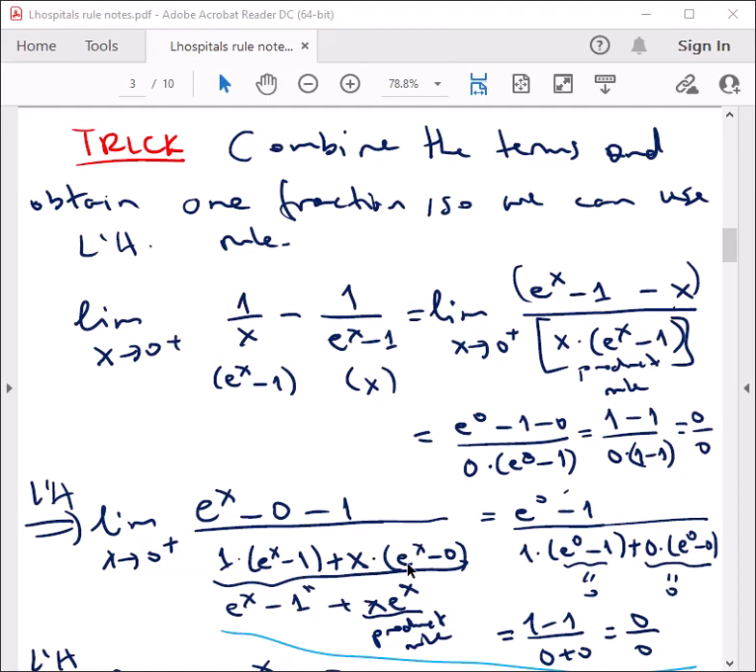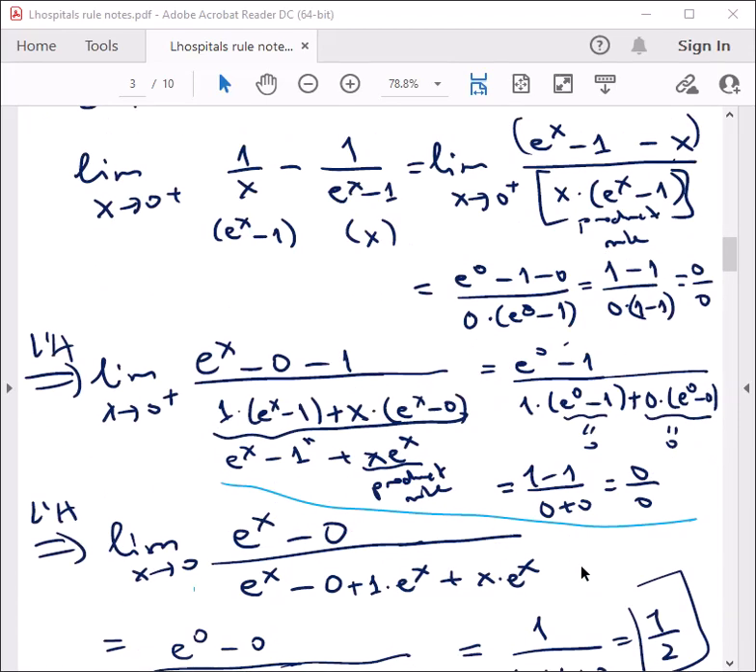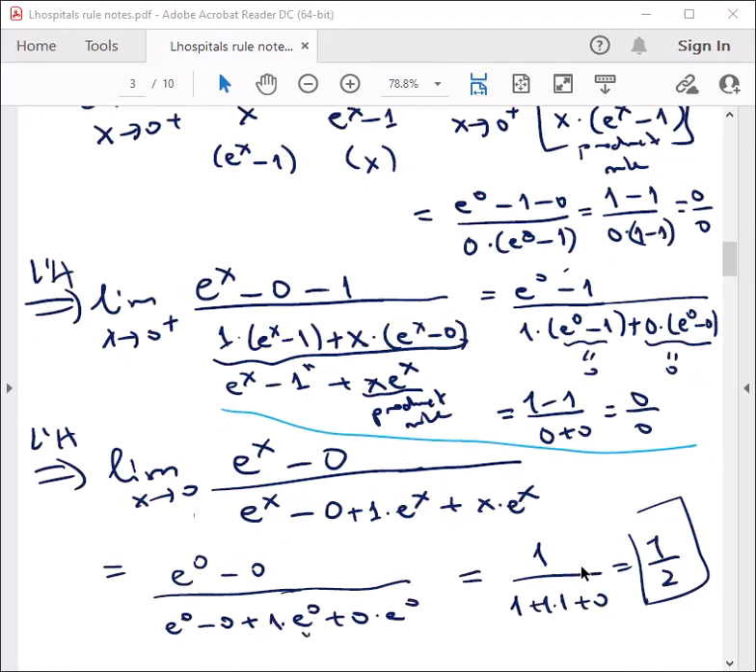So when x goes to 0, this will go to e to the 0 minus 1 divided by 1 times e to the 0 minus 1 plus 0 times e to the 0. So there will be again e to the 0 is 1, 1 minus 1 will be 0, so the bottom will be 0, the top will be 1 minus 1 also 0, so we have another 0 over 0. Okay, we then apply the L'Hopital's rule one more time.